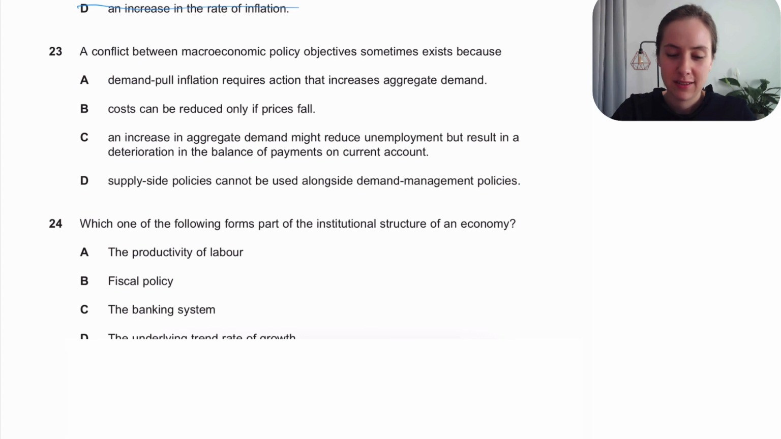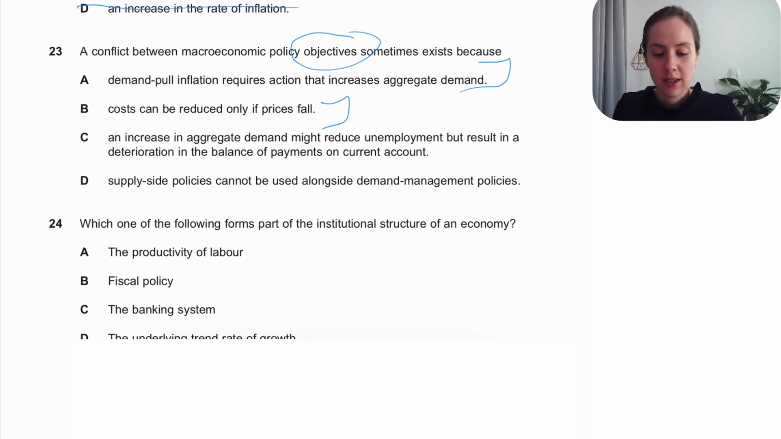Conflict between macroeconomic policy objectives sometimes exists because demand pull inflation requires action that increases aggregate demand. I'm not sure what that means. I'm just honest, I don't know what that means. Costs can be reduced only if prices fall. I mean, this is talking about objectives, and I don't think this is talking about objectives. I'm skipping these. Increase in aggregate demand might reduce unemployment, but result in a deterioration. Okay, this is better because it's talking about unemployment and the balance of payments, which is one of the objectives.